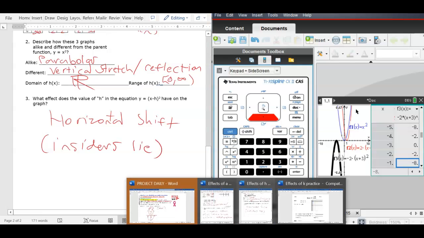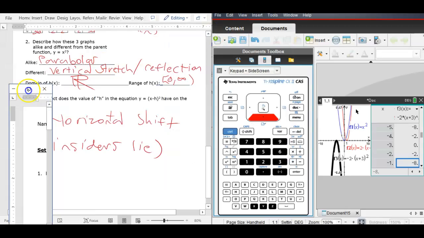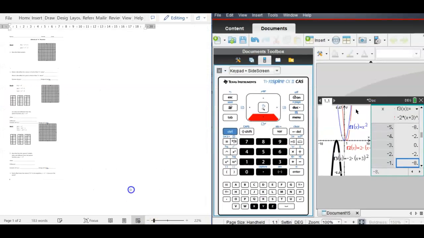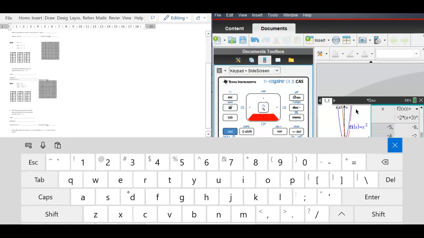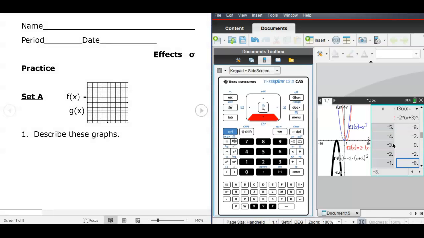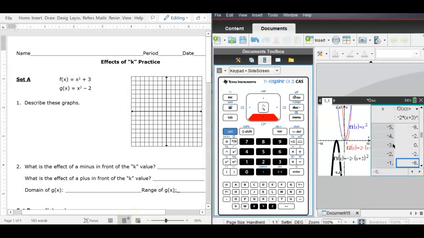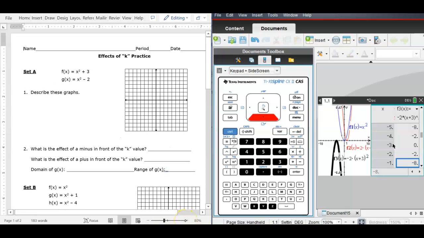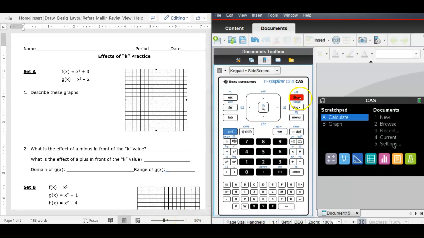All right, last one is k from yesterday. Whoa, whoa, whoa. Don't do that. Oh my gosh. Okay, here we go. New document.